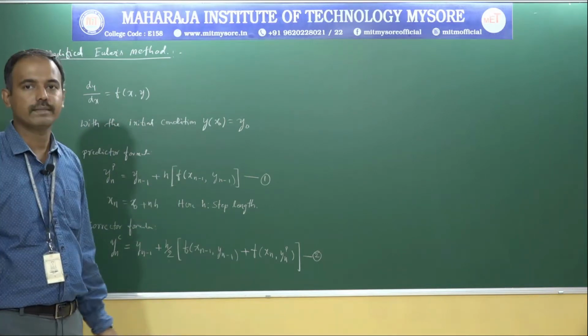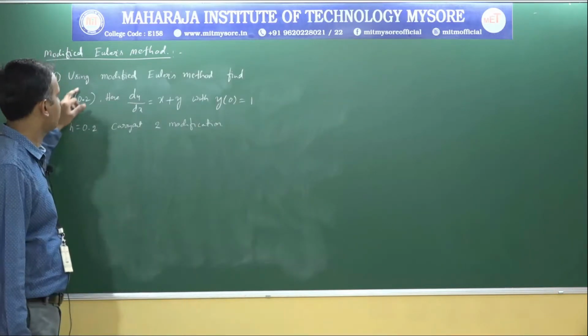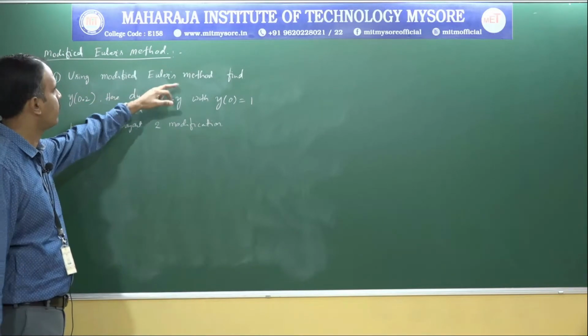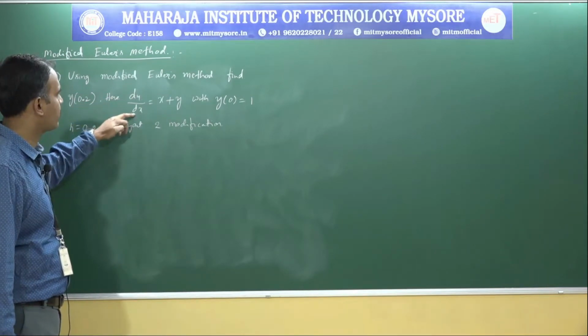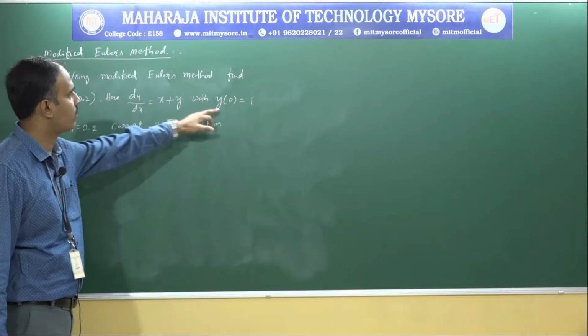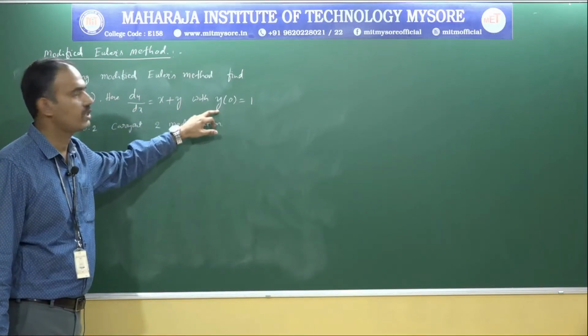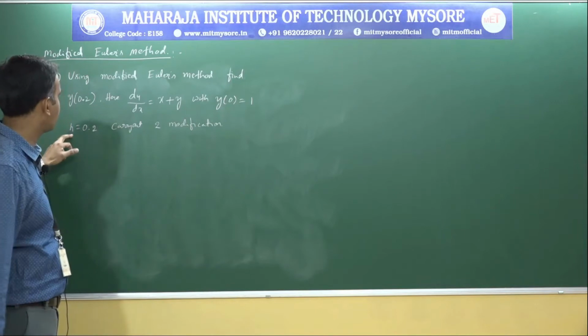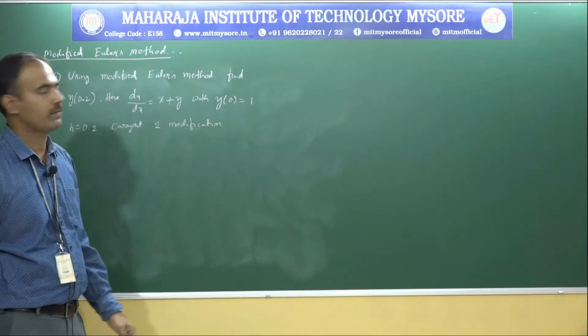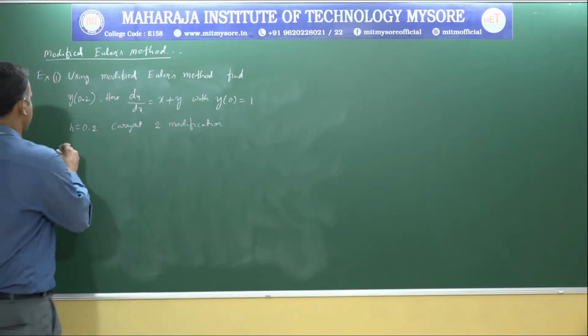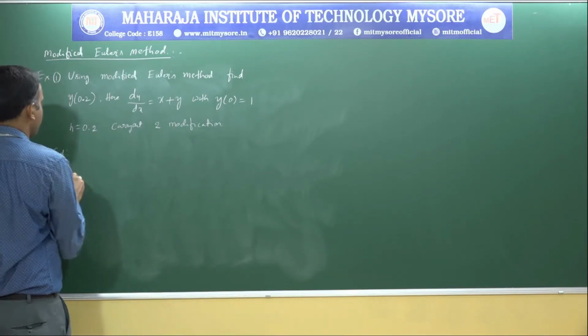Next we discuss some examples on the modified Euler's method. The first example: using modified Euler's method, find y of 0.2. Here dy by dx is equal to x plus y, with y of 0 is equal to 1. Initial conditions are given, and also the h value is given as 0.2. Carry out two modifications.